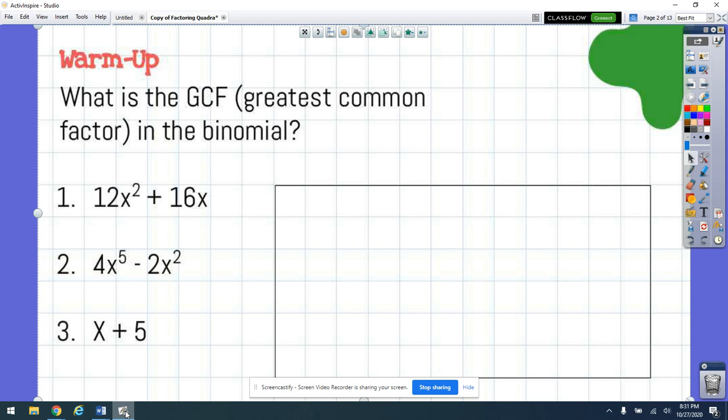All right, so today what we're going to look at is our warm up and our lesson with factoring our quadratics. So we're going to work backwards and undo the multiplication that we did before. So we're going to get started with our warm up for this particular lesson.